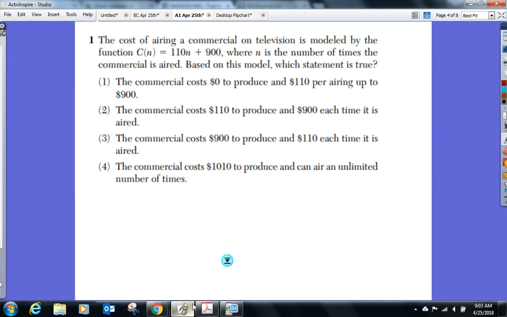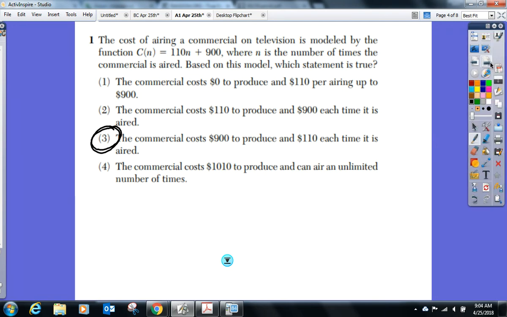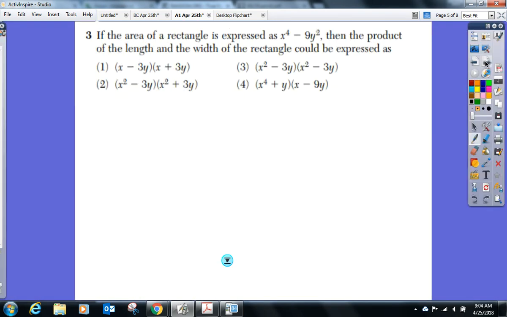The 110 is every time it's aired. So which choice would be the one you're talking about here? 3. Choice 3. Okay. Anybody want to fight for anything else up there? This is backwards too. This one you're just adding and you can't add them together. So are we okay there? Okay, next up. Number 3. Something you did with me here. Make me proud here. Something you did with me.